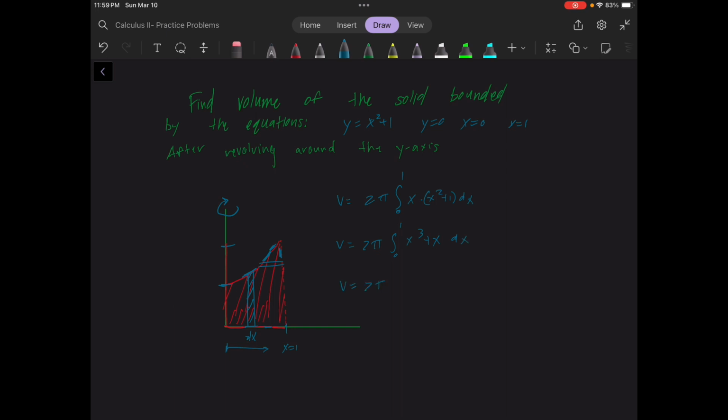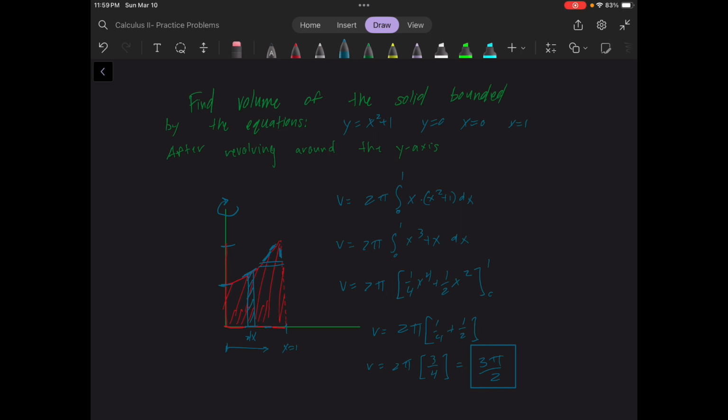V equals 2 pi. When you integrate x cubed, you get 1/4 x to the 4. When you integrate x, you get 1/2 x squared. Right? And we're going to plug in 1 and 0. We're going to get 2 pi times 1/4 plus 1/2. 1/4 plus 2/4 is 3/4. And we could simplify a little bit to leave us with 3 pi over 2.